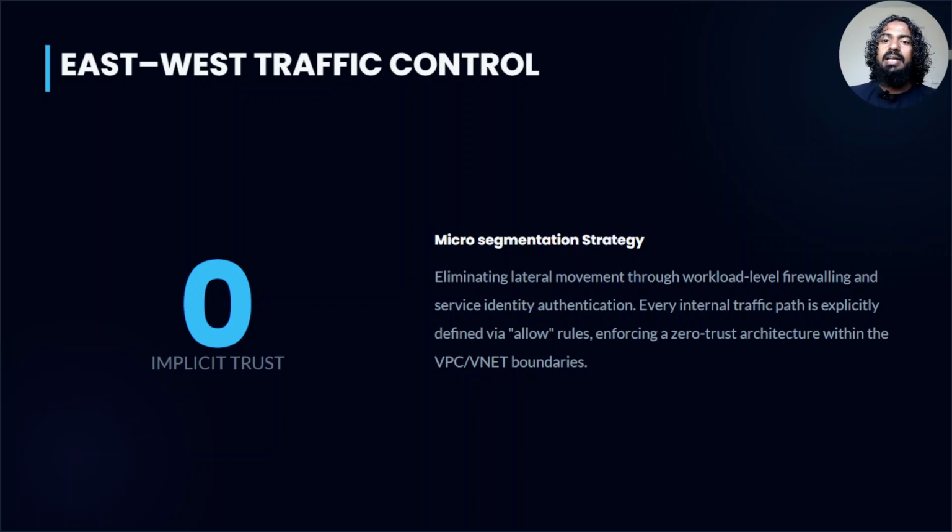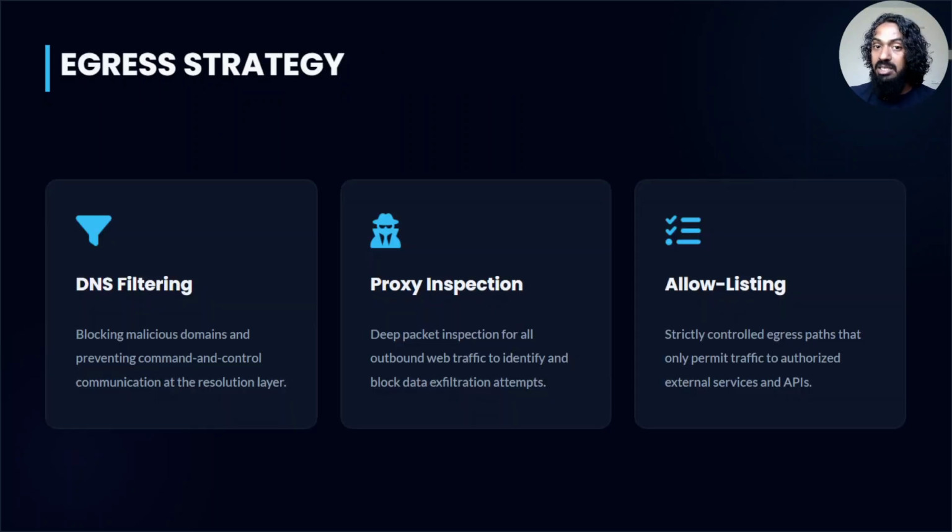So again, as an architect, what we ask is, can any workload talk to any other workload? We need to check this. We need to list down and see whether it is really required. If yes, how is it protected? If the answer to this is yes, segmentation does not exist, right? So attackers usually love the east-west freedom. Now comes your egress strategy.